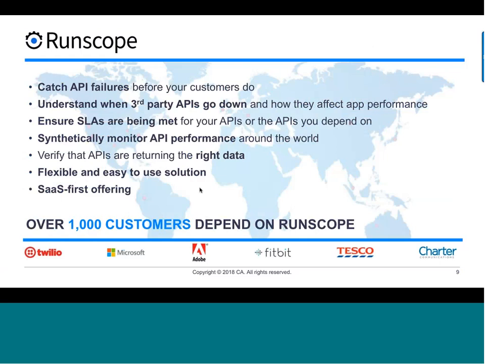Runscope's focus is on allowing you to monitor the APIs, monitor the responsiveness of them, make sure your third parties are meeting particular SLAs, make sure that the offerings are highly available, and make sure the data they're returning is the right data versus just any data. Runscope has over 1,000 customers. Many people depend on this solution to give them visibility into what's taking place within their APIs.